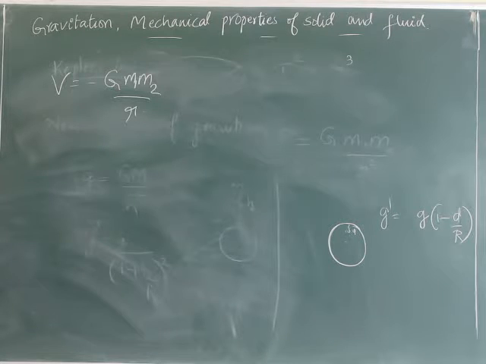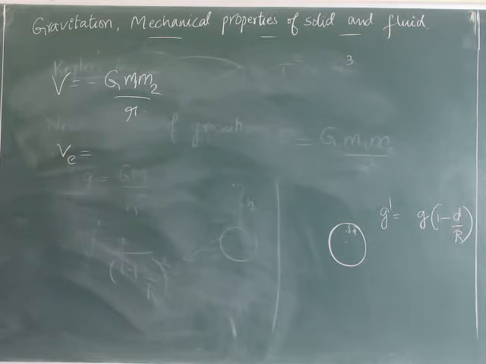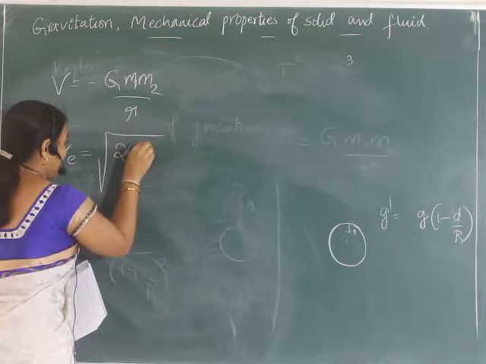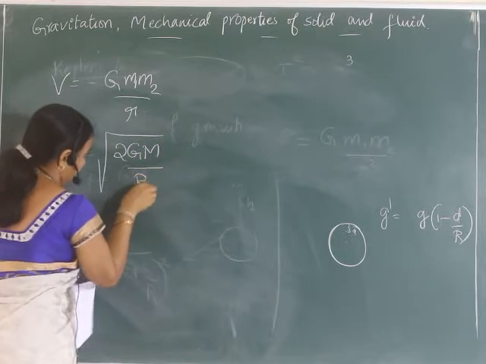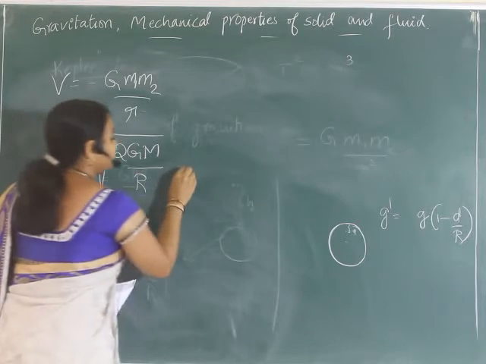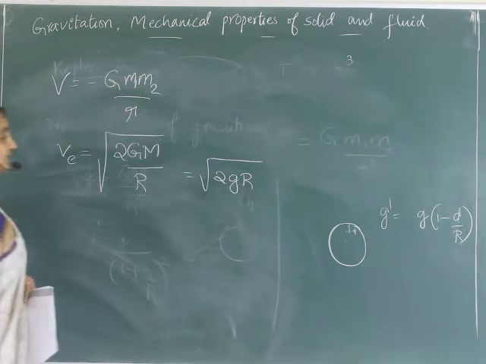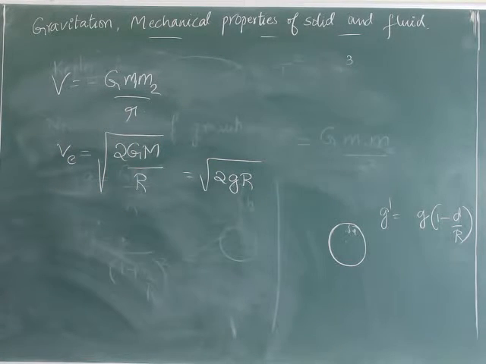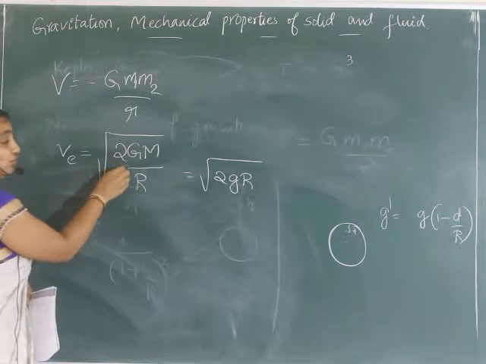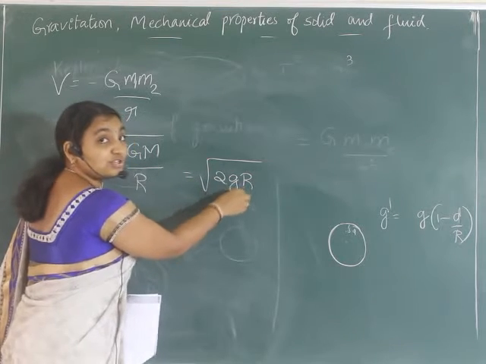The next is escape speed from the Earth's surface. Escape speed from the Earth's surface, Ve, the expression is square root of 2GM divided by R. Or else we can write it as square root of 2gR, because GM by R square is equal to small g. So we can write v is equal to square root of 2GM by R, or it is equal to square root of 2gR.